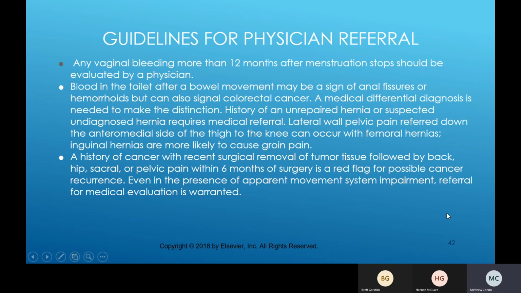If my patient has a history of cancer and they've recently had the cancer taken out, but within 6 months they're having a lot of back pain, pelvic pain, whatever, remember, my greatest predictor of cancer is a history of cancer. Okay, again, get that person out. Send them back to the doc, say, hey, can we take a look at this?